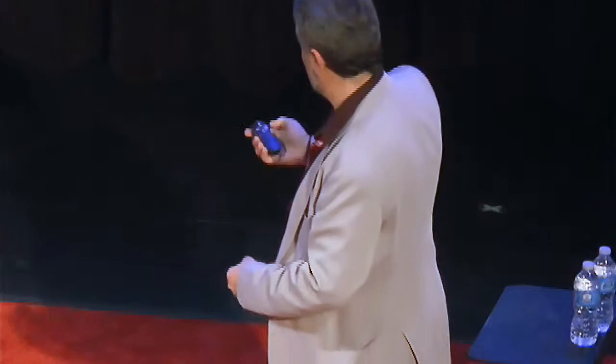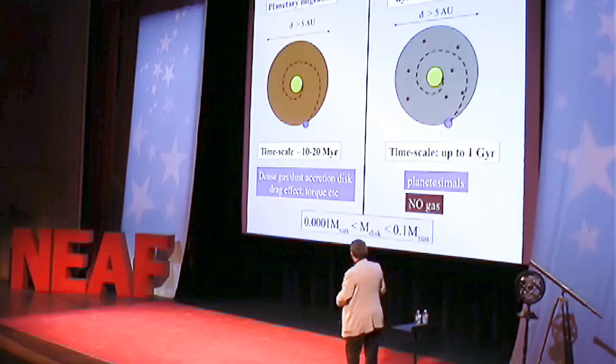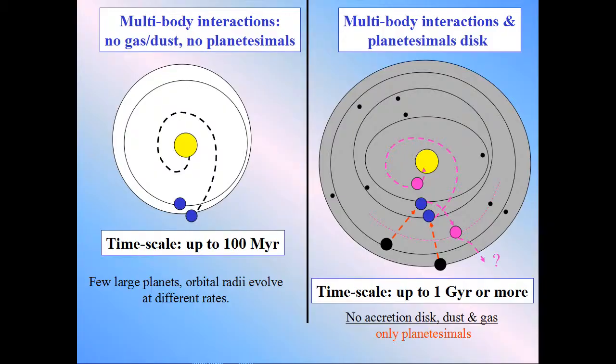This is because of the interaction of a giant planet with small planetesimals: in 1 giga-year, in 1 billion years, you can accrete a giant planet with a star. It's a very slow process, and it takes about 1 giga-year to take place. And finally, you can have multi-body interactions in those systems where you build very fast, in 5-10 million years, a few giant planets, like a Jupiter.